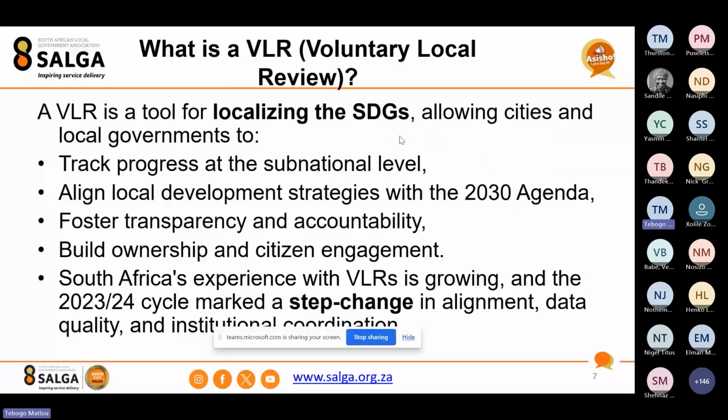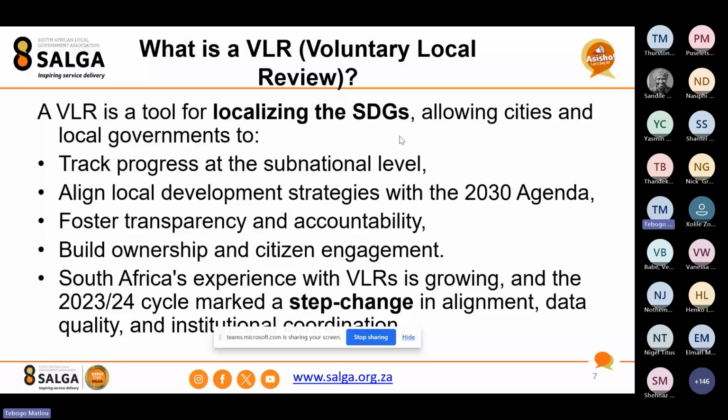However, you have to use what we call voluntary local review. It's a tool for localizing the SDGs, allowing cities and local governments to track progress at the subnational level, aligning local development strategies with the 2030 agenda, fostering transparency and accountability, and building ownership and citizen engagement. It's the same as our alignment with the public participation model. But we have experienced some growth of VLR reporting for the 2023-2024 cycle, with another step. But data was one of the issues, and institutional coordination.